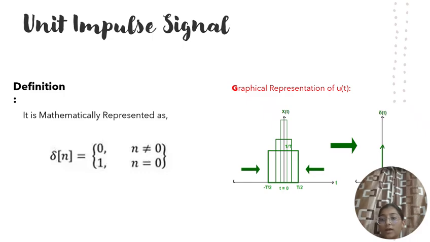Mathematically, the integral of delta of t over all time is equal to 1. The impulse function is used to model events that occur in an instant, like a hammer striking a surface or a sudden shock to a system. It is also widely used in finding the impulse response of systems, which helps us fully characterize how a system behaves.